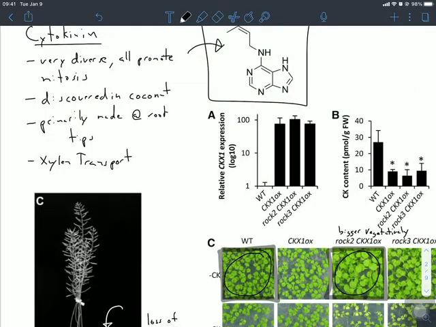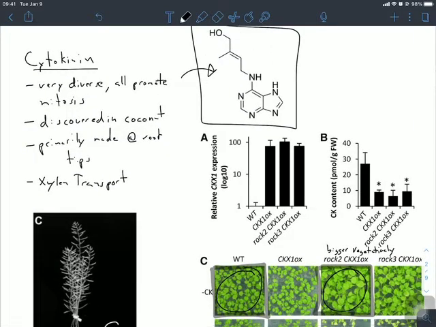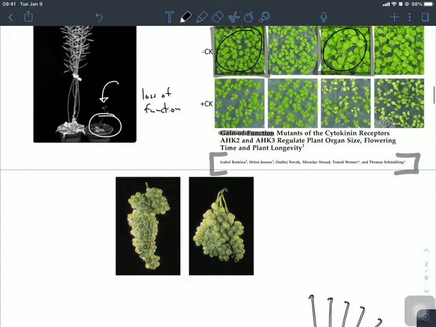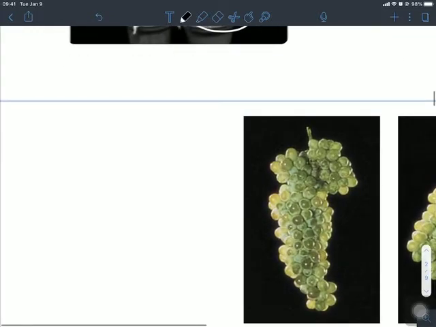So that's the basics of cytokinin. And we'll continue to go through our list of hormones and kind of summarize where they're made, what they do, and take a look at some of the mutants and variation that we see. Next up, we have another common hormone called gibberellin.